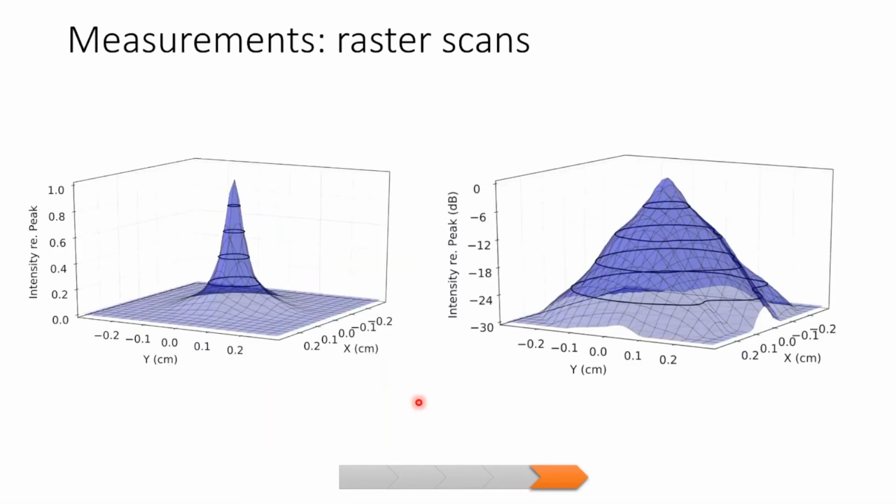The raster scan output looks something like this. This is a typical raster scan output at the focus, at the level of peak pulse intensity output. This is a linear plot of the intensity relative to the peak, and this is the same plot but in a logarithmic scale, highlighting the contours of -6, -12, -18, -24 decibels below peak.